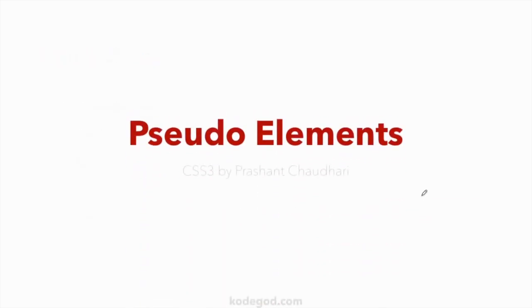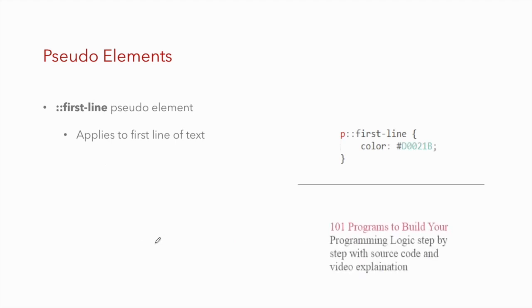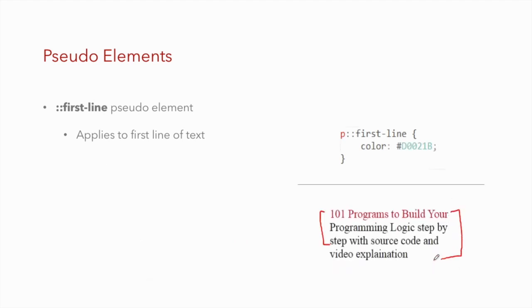Then we'll talk about pseudo elements quickly. This is another way of styling elements that are explicitly defined by the position of that particular element in the document tree. And this can style elements without ID or class. So you don't need to specify a certain ID or class name over here, and you can just simply write the pseudo element along with the selector with the use of double colons. So here are a few pseudo elements. One is first line. With the use of this, it will apply CSS property rules to the first line in the HTML like this.